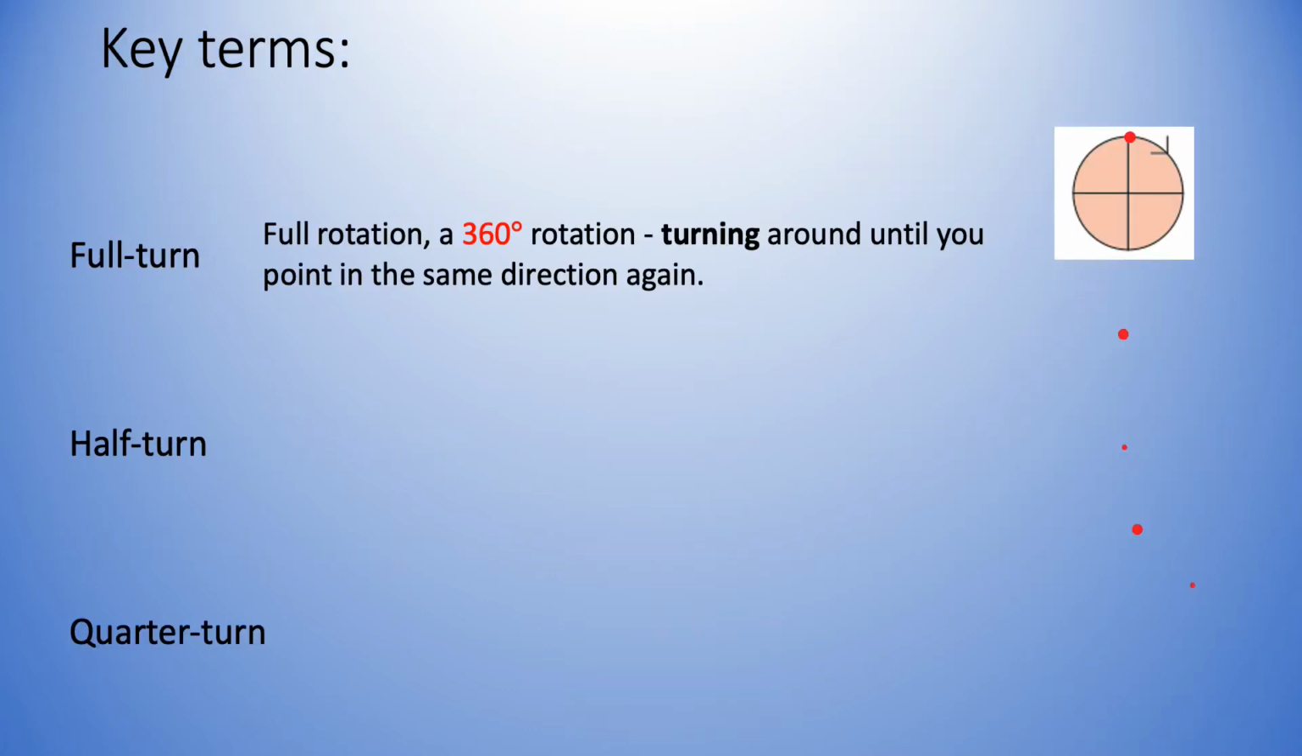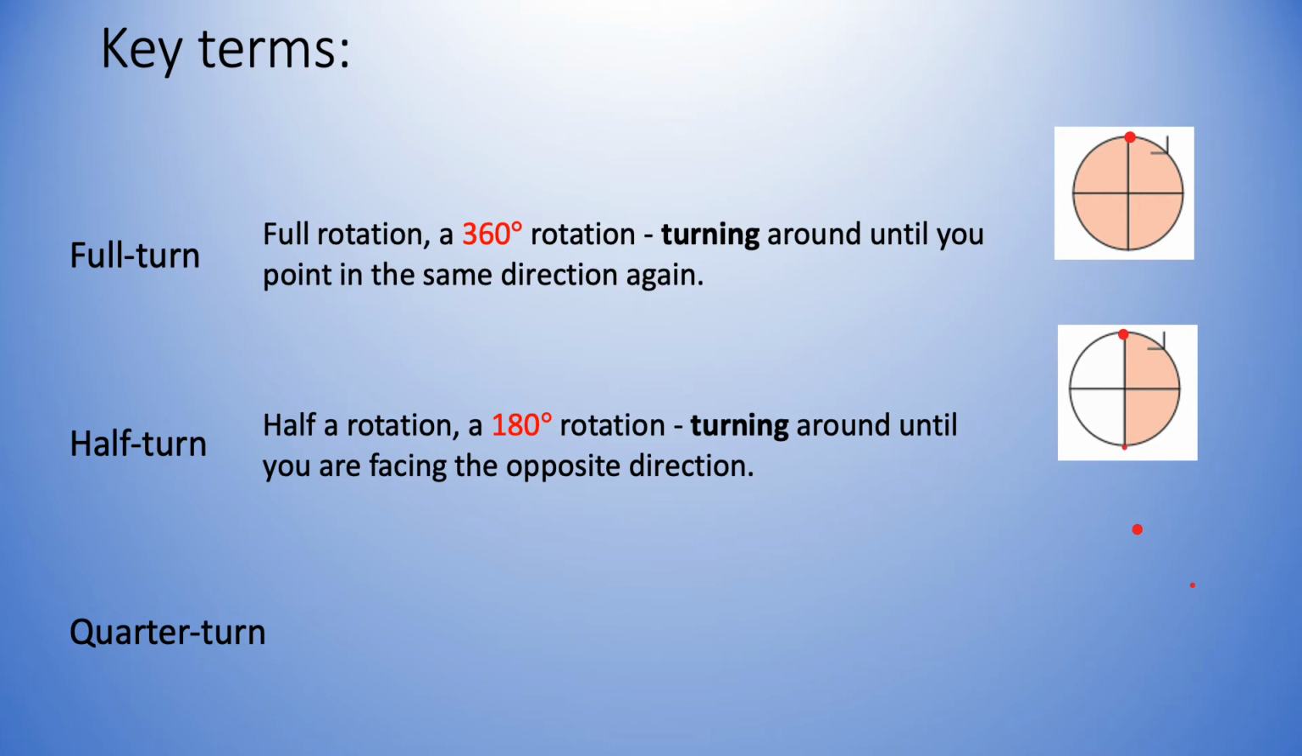Now we're going to look at a full turn. Okay, so a full turn is a full rotation, so 360 degrees. So if you imagine you're stood up and you turn around until you are pointing in the same direction, okay? So if you look at the circle here, if you are the red dot, you'll go right the way around the circle and end up where you are, okay?